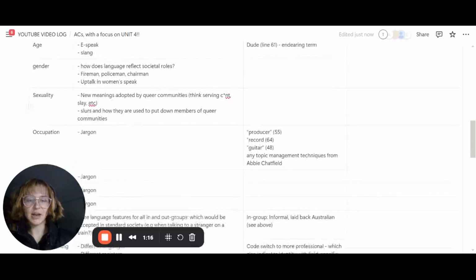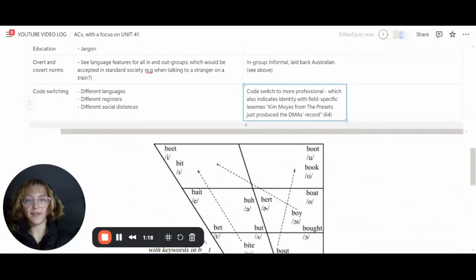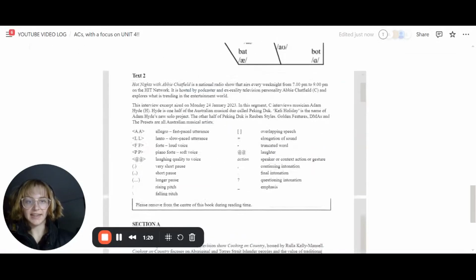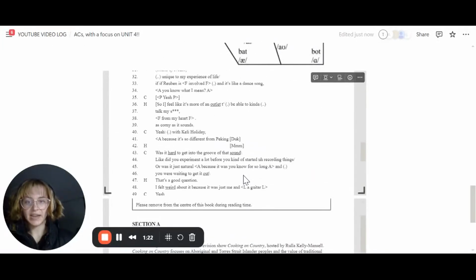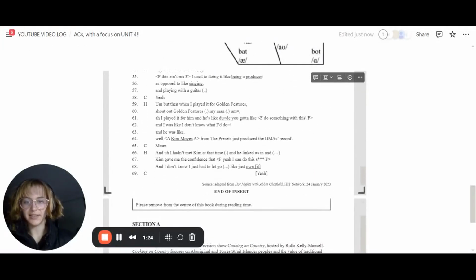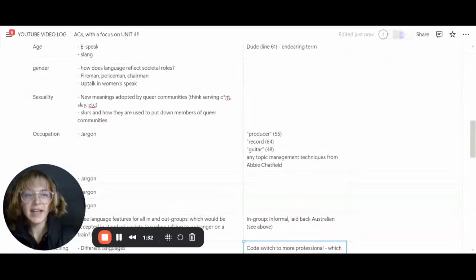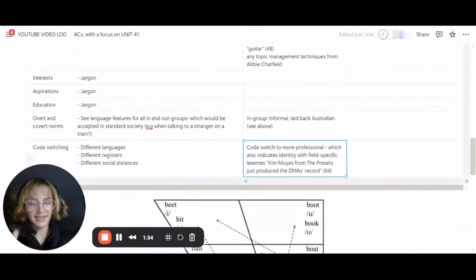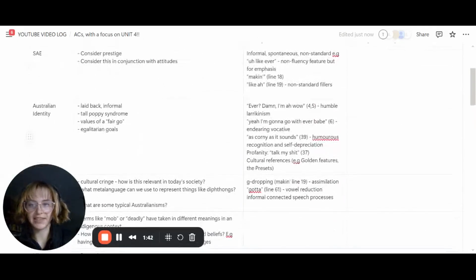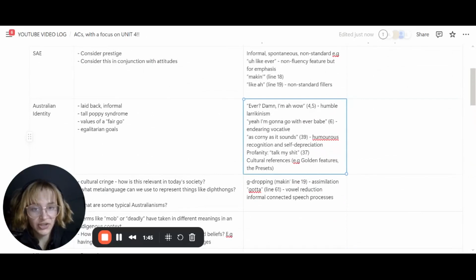In addition, I also found that Hyde, in line 64, code-switches a little bit into a more professional tone. So the Presets just produced the DMA's new record, which is very much discussing his profession. It's more professional, but then that only lasts for a line and then he switches back into informal. What else is there?